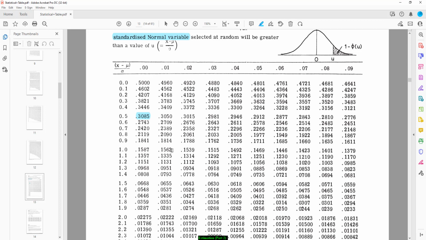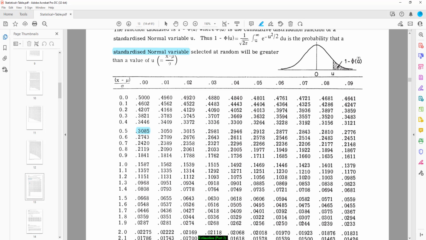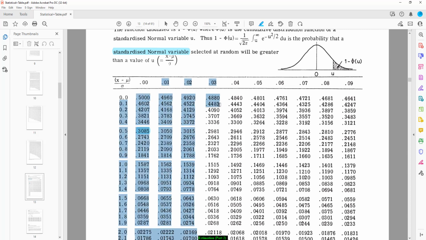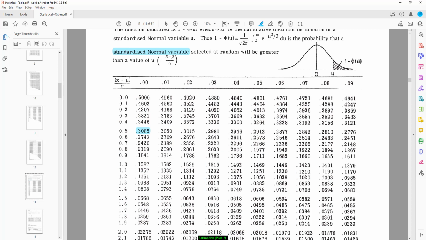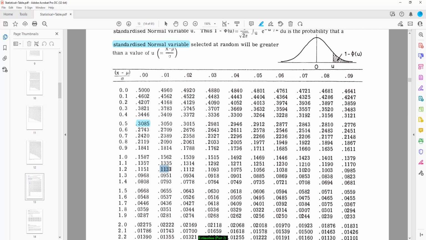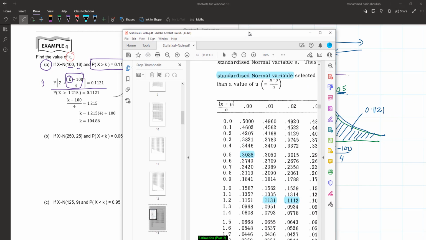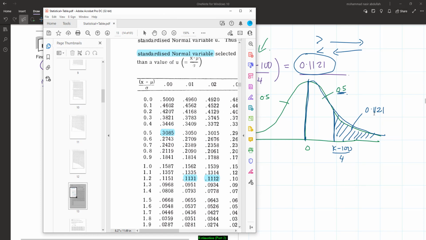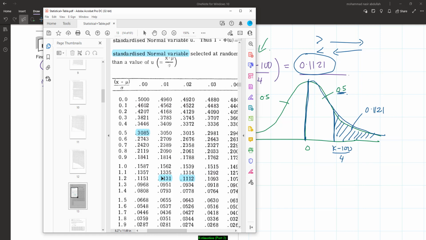So 0.1121. We look for the value inside, because the values inside are the values under the curve, right? The value under the curve, so 1 minus the cumulative probability. So we look for 0.1121. The closest ones here are 0.1131 and 0.1112. We want to find the area under the curve that is 0.1121, but in this statistical table, the closest are 0.1131 and 0.1112.